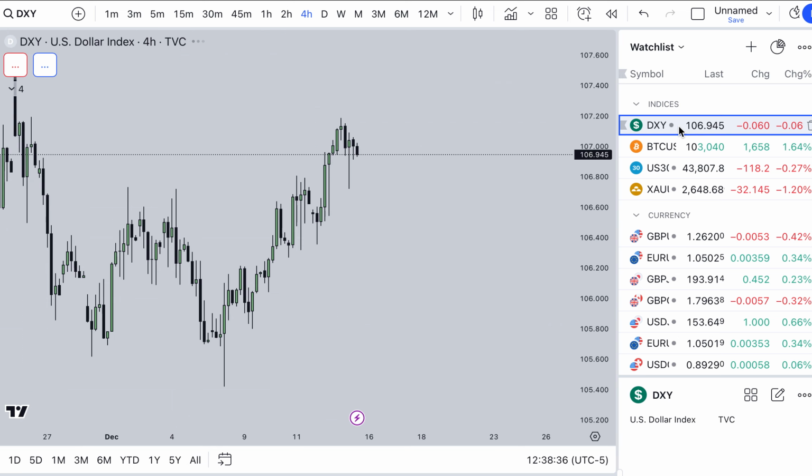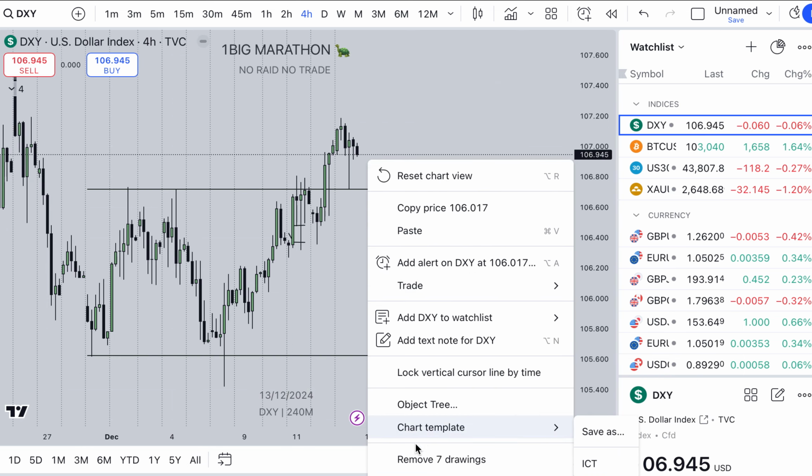DXY with the same strategy. Let me take everything out.